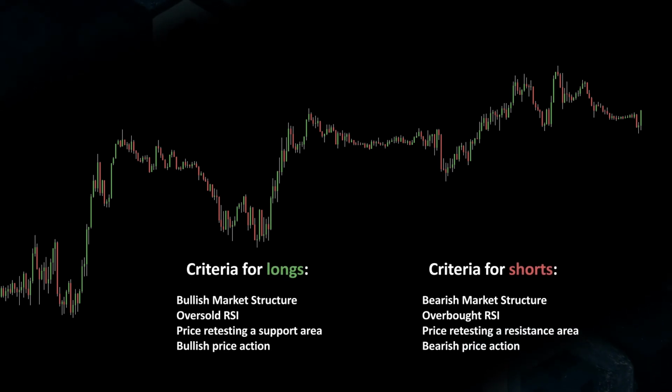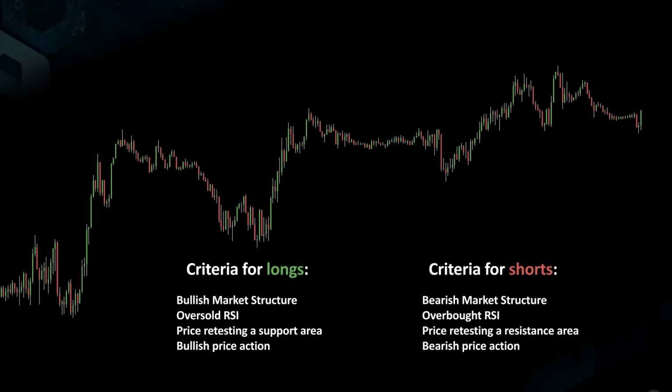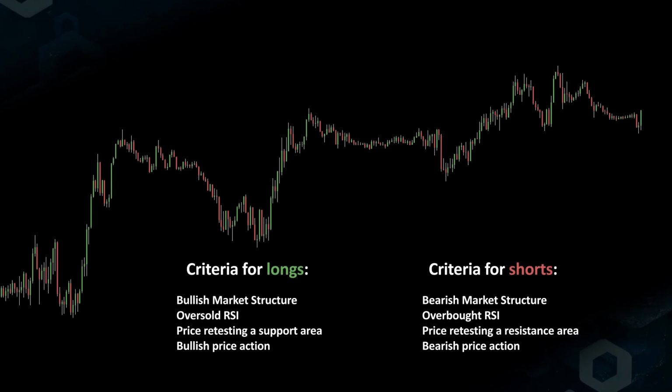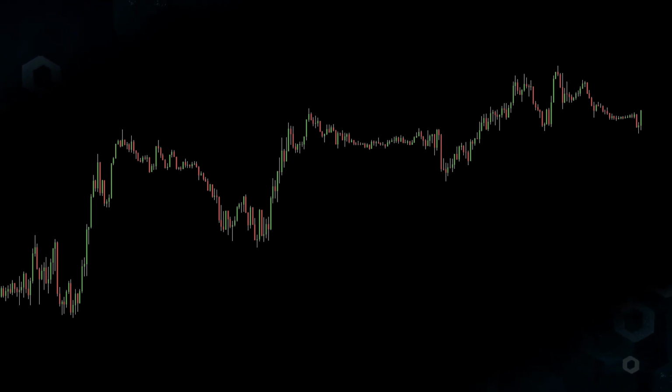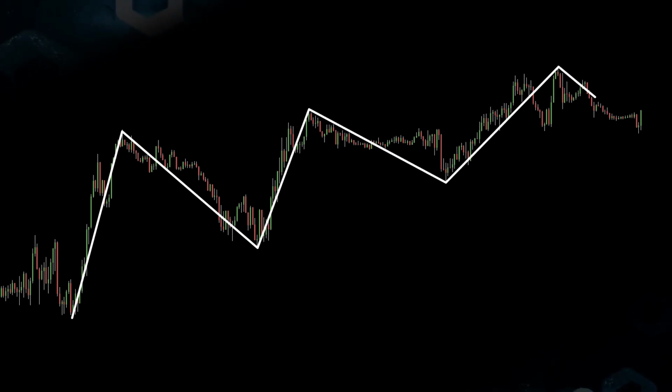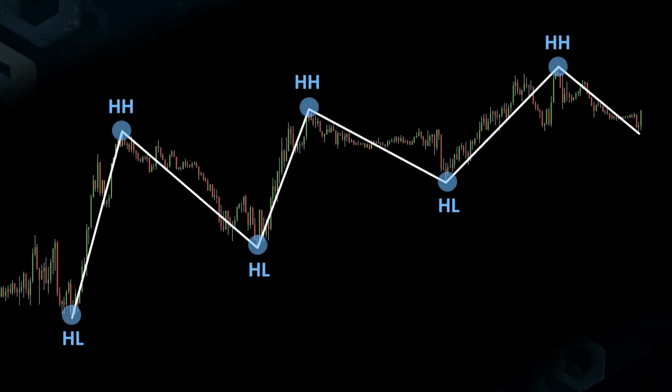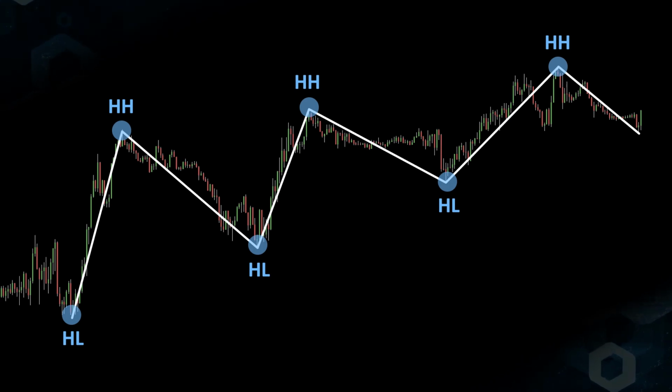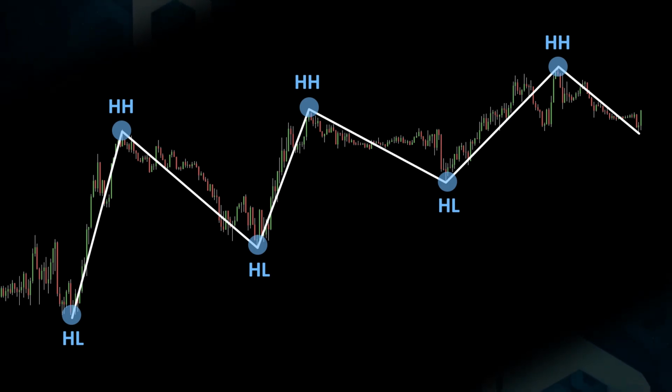To execute a long position using this strategy, we need to satisfy the following criteria: a bullish market structure, an oversold RSI, a price retesting a support area, and the presence of candlesticks that show a clear bullish momentum. Firstly, we analyze the market structure to determine if it's exhibiting a bullish pattern. We look for higher highs and higher lows, indicating an upward trend. This bullish structure provides a favorable foundation for taking long positions.